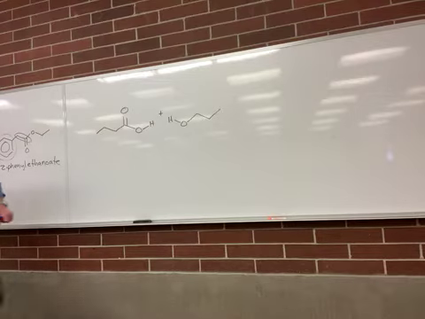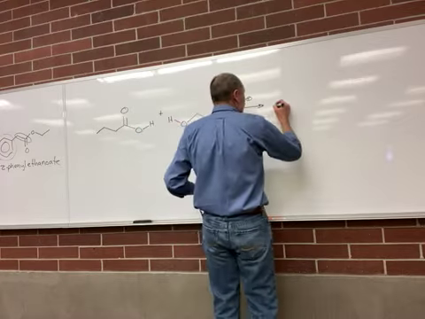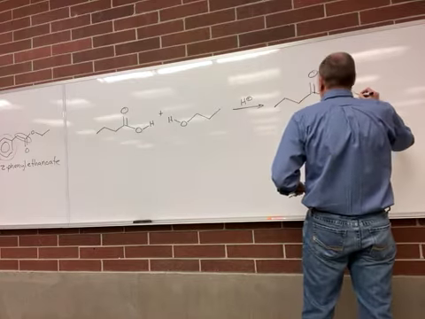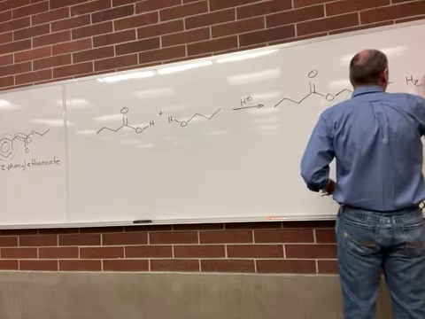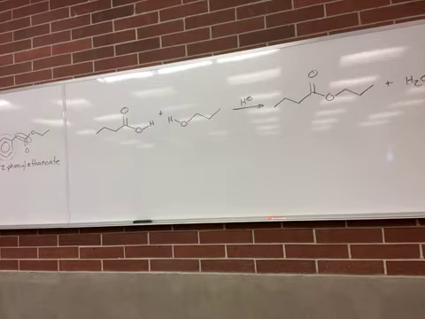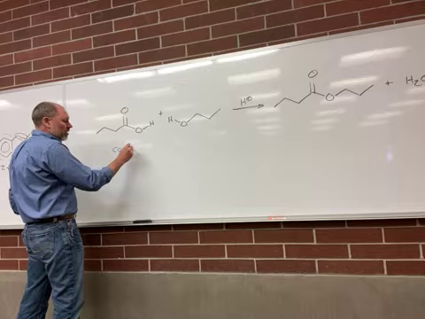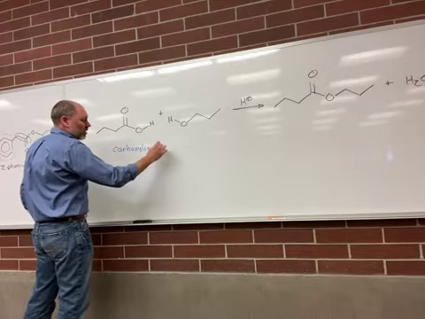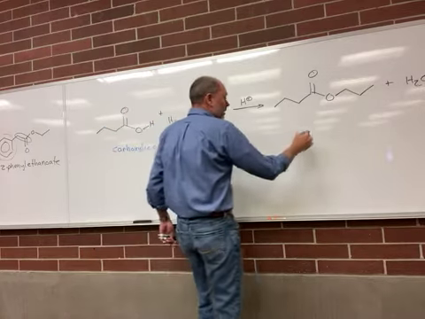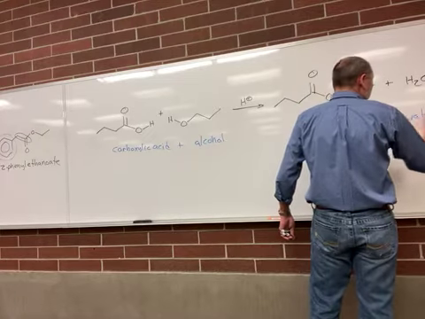So carboxylic acid plus an alcohol over an acid goes to an ester and water. Okay?